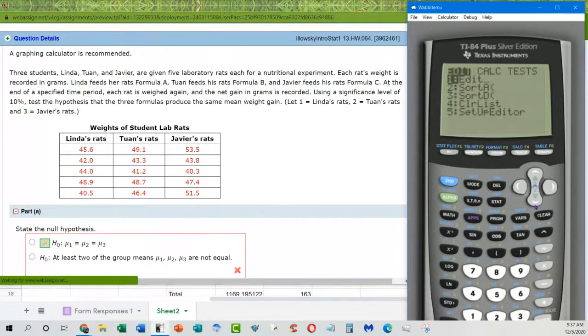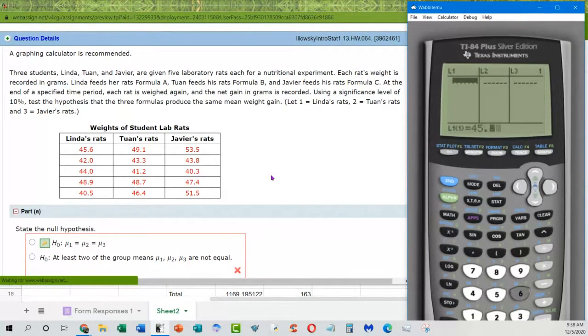So we go to stat. I'm going to clear all my lists. Actually, clear, I'm going to be lazy. Second, enter. Second, enter. Enter. There, they're all cleared. So I go to stat, I go to edit, and I put my data in.